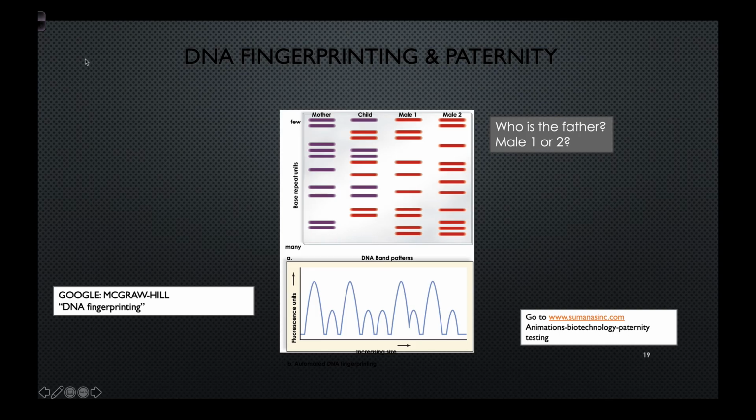Imagine there was a child in question during a paternity test, and we were trying to find out who was the true father of that child. What we could do is we could take DNA samples from all 4 people, the mother, the child, and the 2 potential fathers, run it through gel electrophoresis, and see how many bands match from each of the fathers to the child so we could determine paternity of that child.